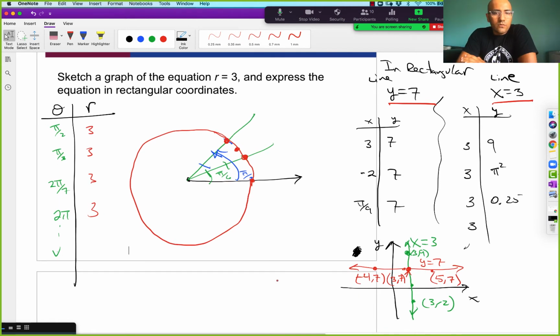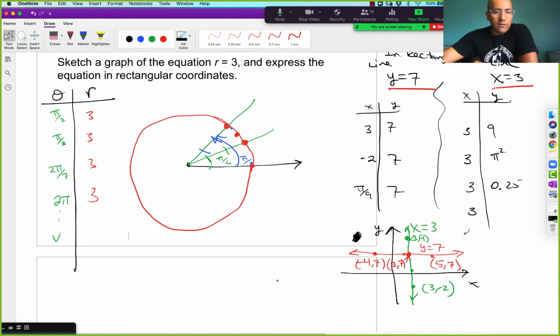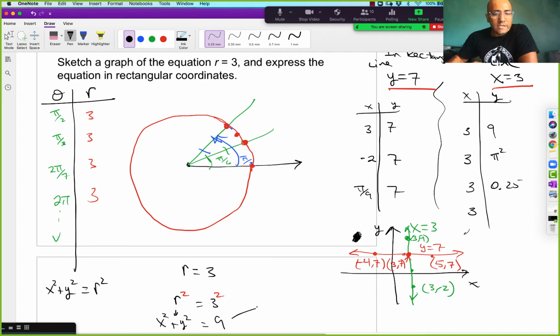No? We can also confirm that with a little bit of work. If we take r equals 3 and we square both sides, r squared equals 3 squared, and then we use our conversion factors for rectangular coordinates. Remember that we have from 8.1 that this is true. So we can replace that in here, and we get that x squared plus y squared must be equal to 9. So yep, this is a circle.